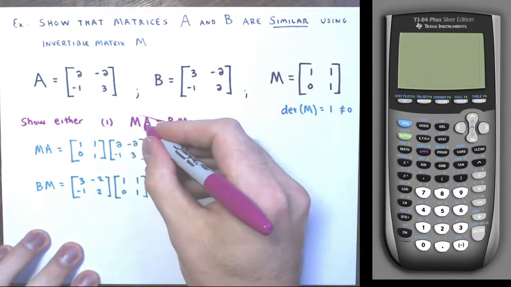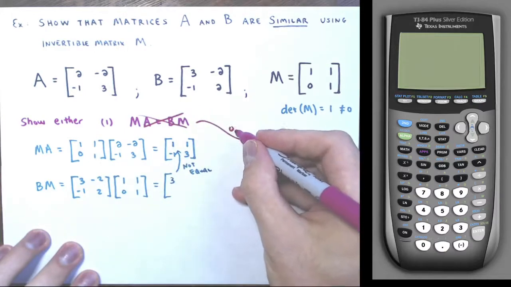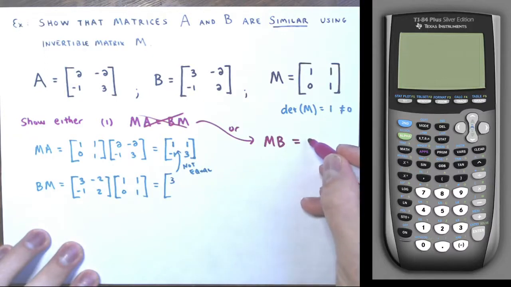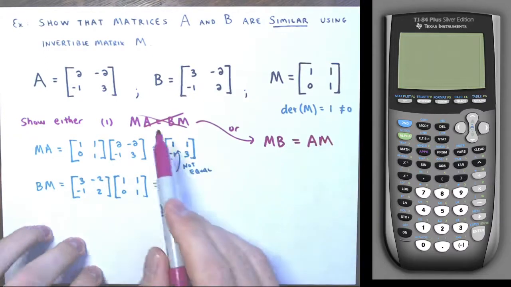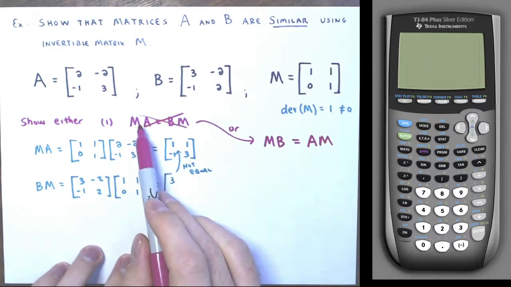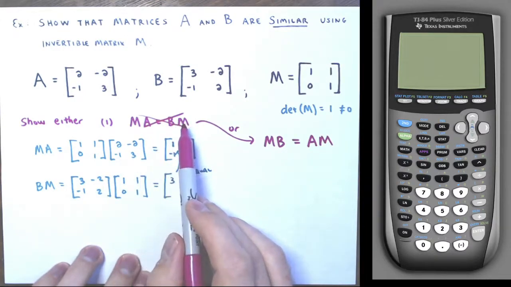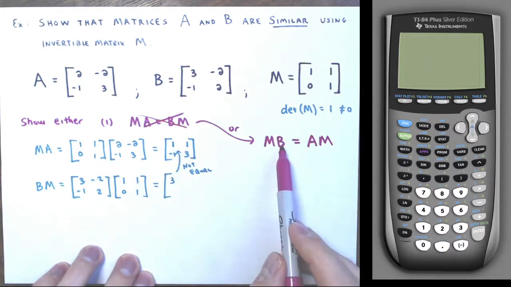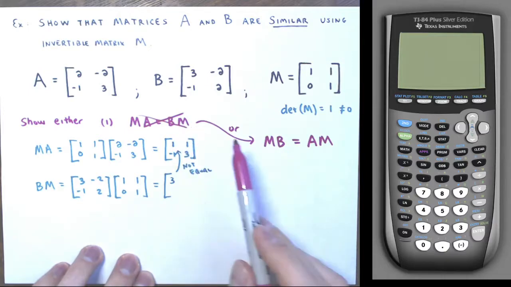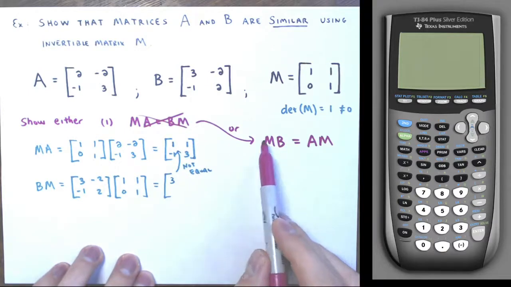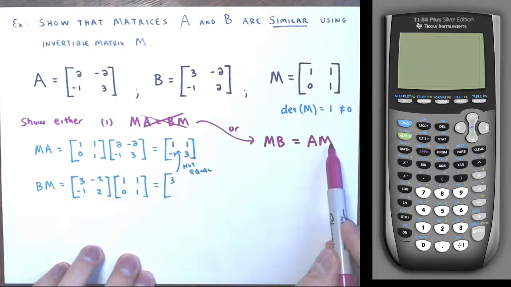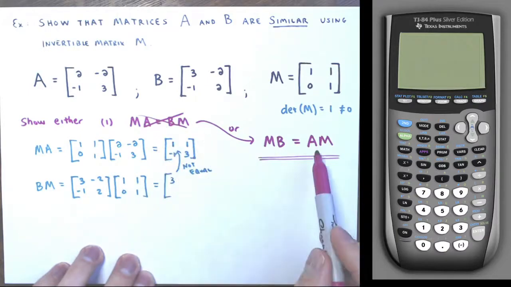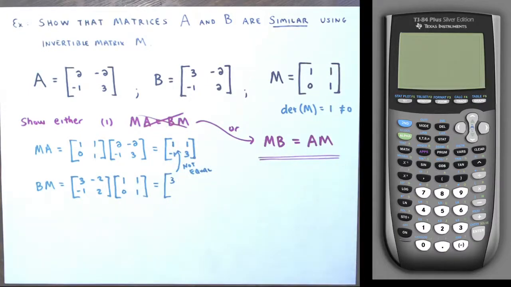So that's not good. Then I try the other order, right? Or try M times B and see if that's equal to A times M. Because you see, when I did it up here, I multiplied A by M on the left and B by M on the right, and saw, ooh, they're not similar in that fashion. Try it the other way around. Instead of B by M on the right, try multiplying B by M on the left, and instead of A by M on the left, I'm doing A by M on the right. And if either one of these is true, you have similar matrices.